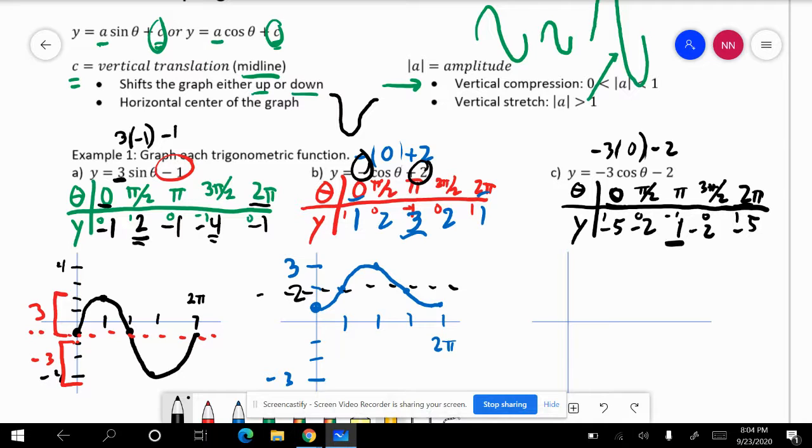Our maximum value is 1. Our minimum value is -5. So we have 0, -5. And we have pi halves and -2, pi and 1, 3 pi over 2 and -2, and 2 pi and -5. And that right there is our graph.